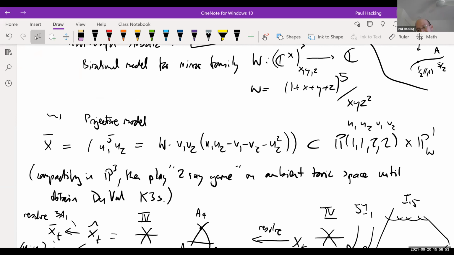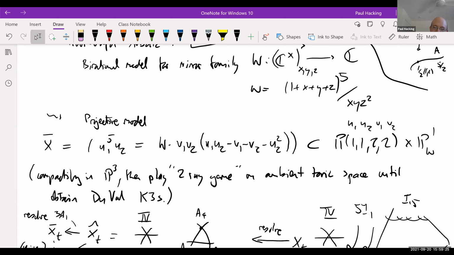And so I won't go into the details here, but here is the equation for that family. So it's a family of K3s of degree 6 in P(1,1,2,2) with coordinates U1, U2, V1, V2. And here W is the parameter in the K3 pencil. So W goes to infinity is a large complex structure degeneration.